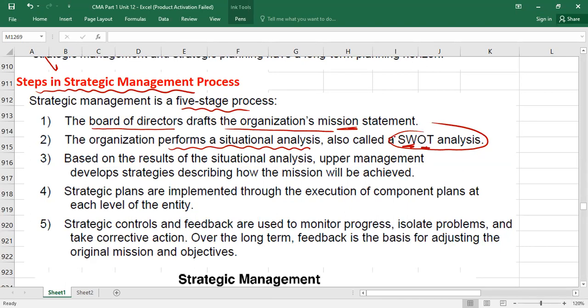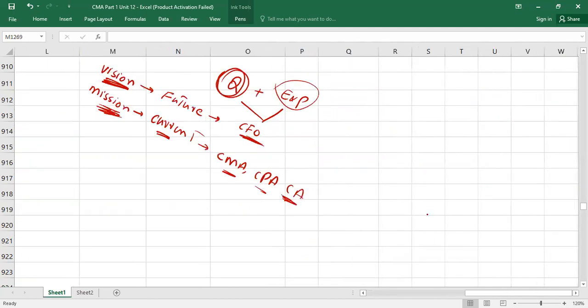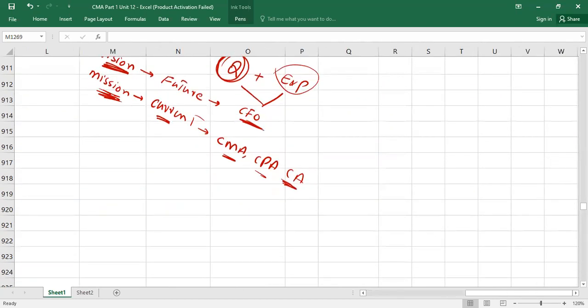So obviously, strengths and weaknesses, you will always look for in the internal environment, or within the company. Opportunities and threats, you will always look into the external environment. For example, you are now pursuing CMA. For this, you will do your SWOT analysis: strengths, weaknesses, opportunities, and threats. So what is your strength?